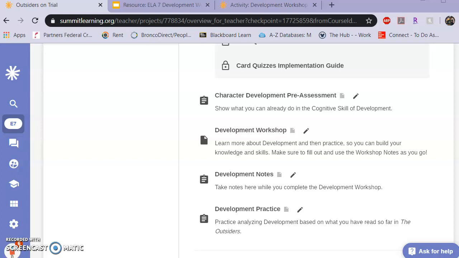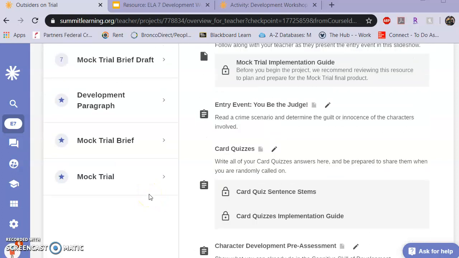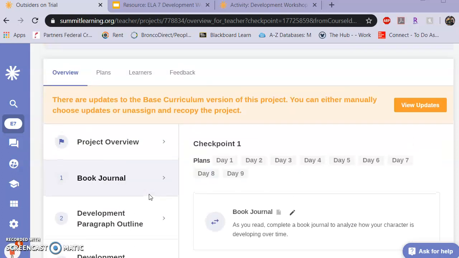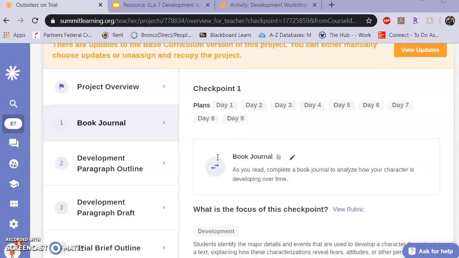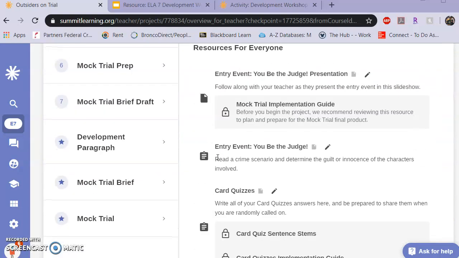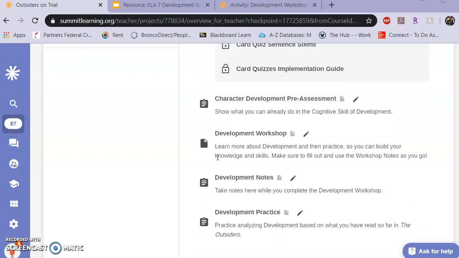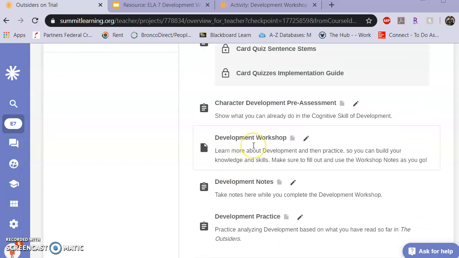Okay, boys and girls, welcome to the second video where we're going to be looking at the A-list and FFLAVA of a character. So again, if we go to checkpoint 1 in the Outsiders on Trial project, you go down to the development notes, and you click on that.